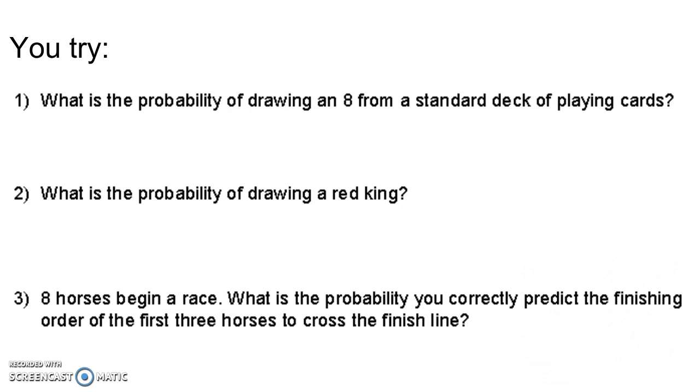What about the probability of drawing a red king? Well, again, we ask ourselves, how many red kings are there? Well, how many suits are red? There's hearts and there's diamonds. So there's 2 red kings in the deck of 52 cards. So our probability 2 over 52, and when we reduce that down, we find that the probability of drawing a red king is 1 over 26.